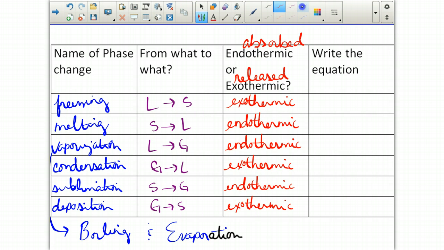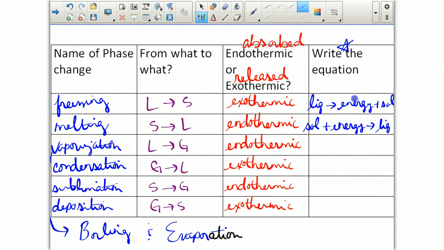Now, the most important part of this entire chart is writing the equation. So for freezing, we're going to write that a liquid is going to release energy. So a liquid releases energy to become a solid. In melting, a solid has to absorb the energy to become a liquid. So notice we have our reactants and our products. On the left side of the arrow, our reactant here is liquid. On the right side of the arrow are our products, which is energy plus a solid.